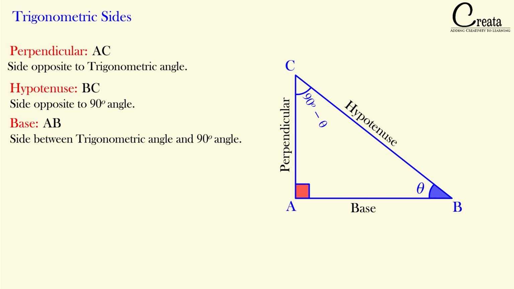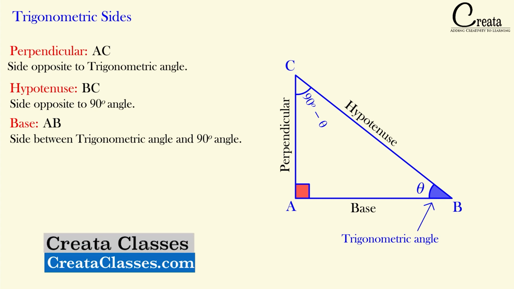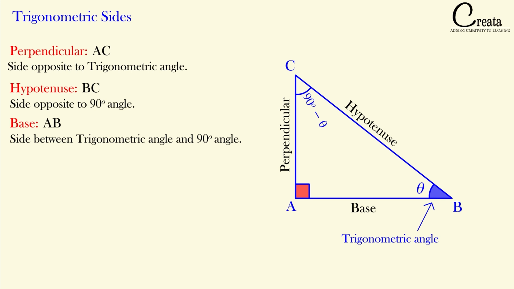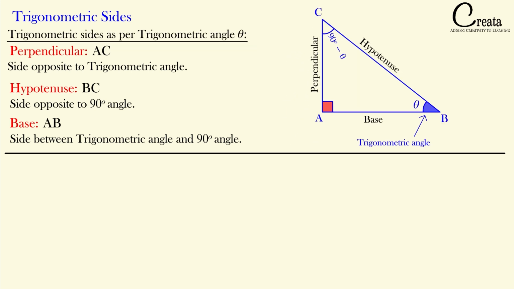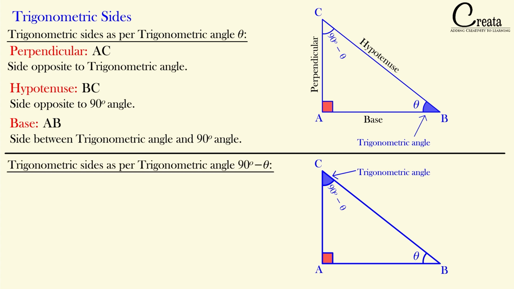Now let's understand a special case, or we can say a small trick. For the time being, we are saying our angle B is angle theta, that is trigonometric angle. But in the starting, I have said that all the trigonometric sides are with respect to the trigonometric angle. We are assuming angle theta or angle B as trigonometric angle. If we change our trigonometric angle to angle C, let's assume the angle C, that is 90 minus theta, as the trigonometric angle. Let's see what will be the trigonometric side.